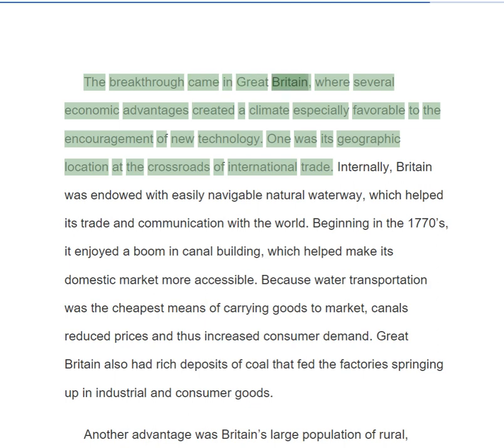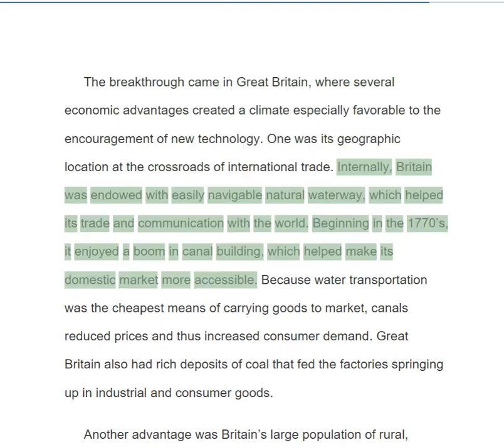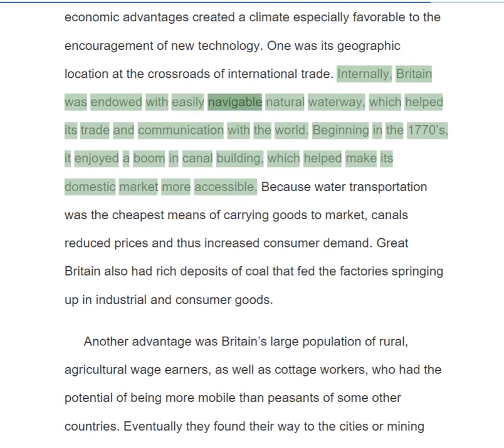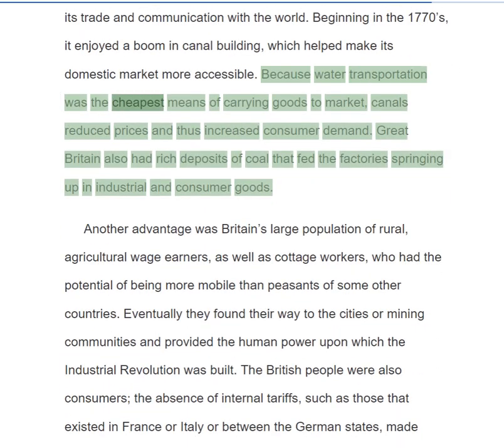The breakthrough came in Great Britain, where several economic advantages created a climate especially favorable to the encouragement of new technology. One was its geographic location at the crossroads of international trade. Internally, Britain was endowed with easily navigable natural waterways, which helped its trade and communication with the world. Beginning in the 1770s, it enjoyed a boom in canal building, which helped make its domestic market more accessible. Because water transportation was the cheapest means of carrying goods to market, canals reduced prices and thus increased consumer demand. Great Britain also had rich deposits of coal that fed the factories springing up in industrial and consumer goods.